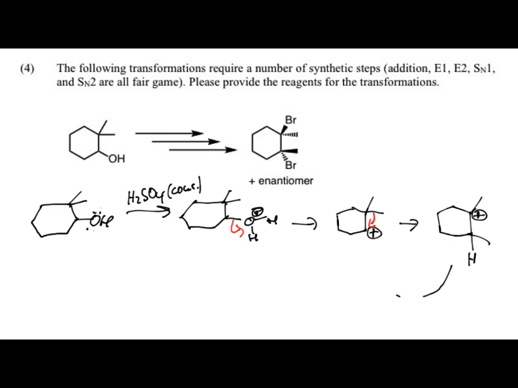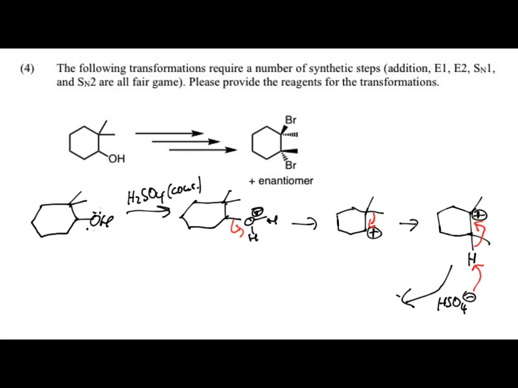So how do we get the double bond? You have the HSO4 minus, which is the base, and that will now deprotonate the thing. It basically does an elimination. It's just an E2 elimination. Sorry, E1 elimination, right?